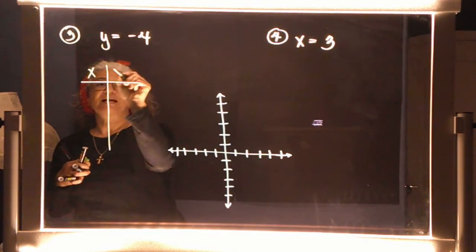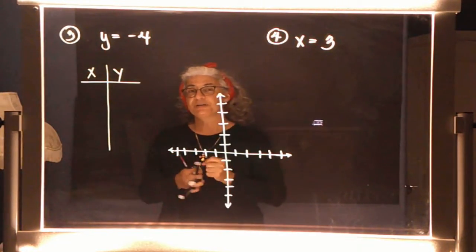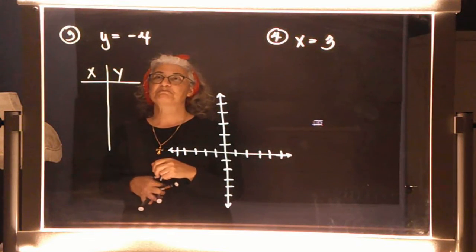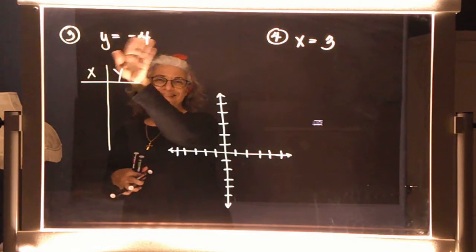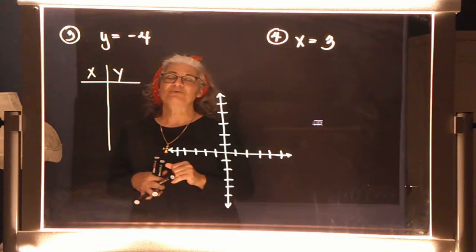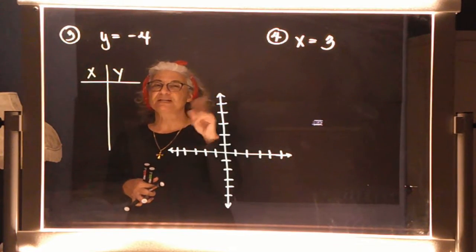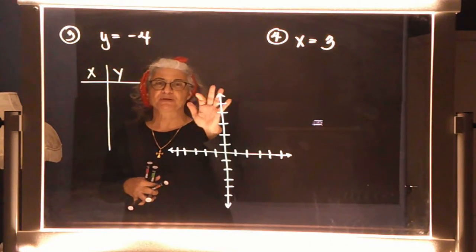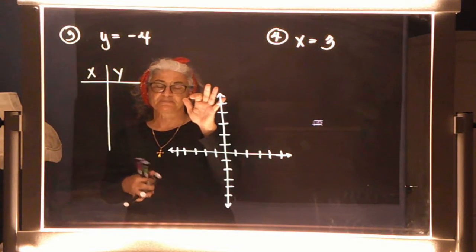I have x and y. Now, here's the thing. Do you see any x's in here? I don't either. So here's what I'd like you to do. I'd like you just to watch for a moment. Bear with me, because I want to show you something.